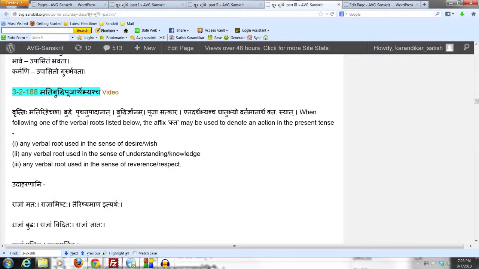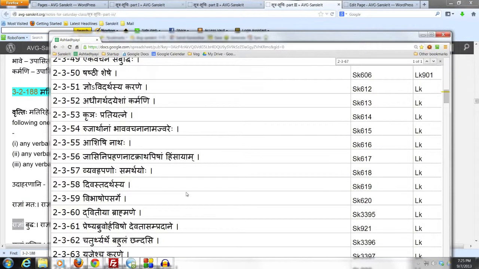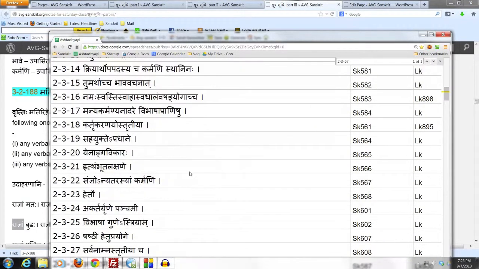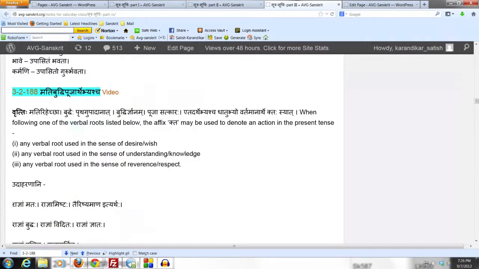Now normally we know that as per 2.3.18, Kartrukarmanoh Tritiya, a third case affix is used to denote the agent of an action provided the agent has not been expressed otherwise. So then why did we use the sixth case affix when we took the examples Rajnyam Mataha, Rajnyam Ishtaha, etc.?